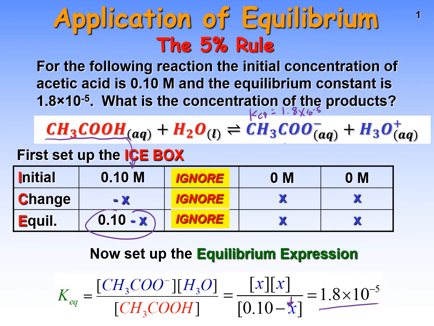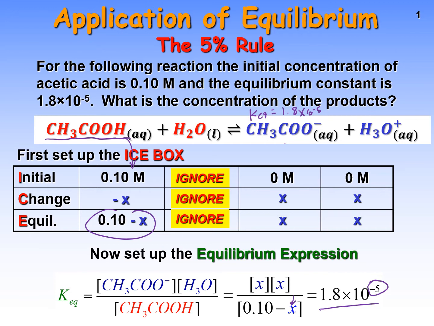So subtracting a number that is very, very small is really like not subtracting it at all, is our assumption. This x value is so tiny that when we subtract it from our initial, we basically don't see much of a change in the initial concentration. Now, this assumption really only works when we have a really small equilibrium constant, like this one, 10 to the negative 5. It's a pretty small value.